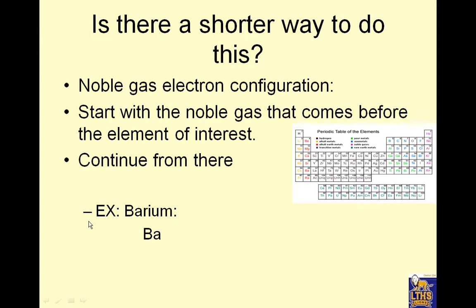Is there a shorter way to do this? Yes. It's called the noble gas electron configuration. So here's what you do. 1, you find the noble gas that comes before the element of interest, and then you continue from there. So let's try barium. Barium is right here. That's our element of interest.